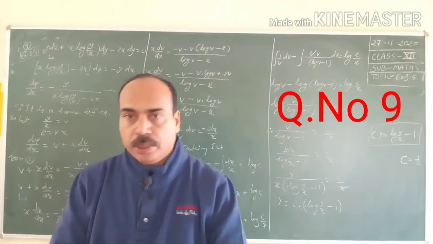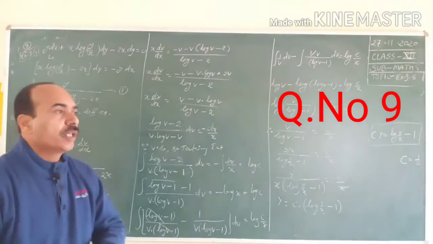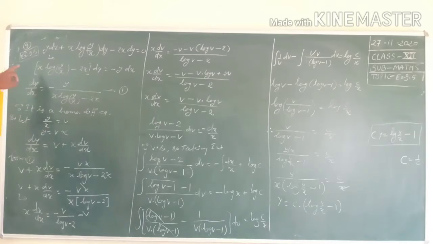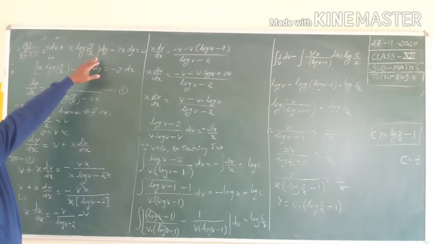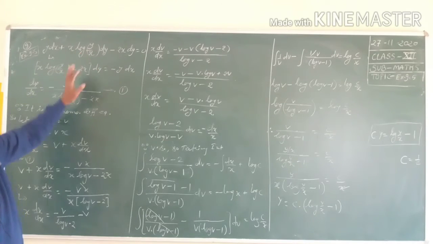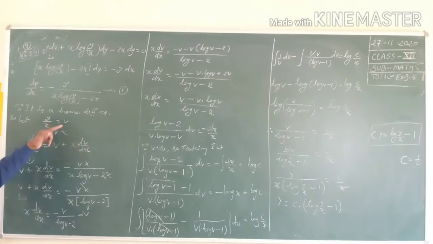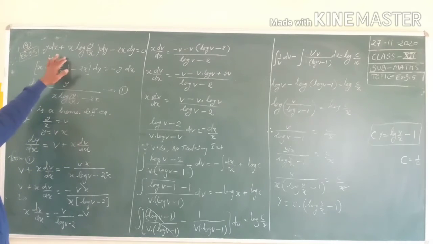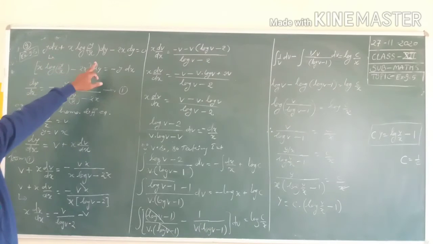Next question, question number 9. In question number 9, y dx plus x log(y/x) dy minus 2x dy equals 0. Since it is y/x, we will take y/x = v. So y = vx, then we will get dy/dx = v plus x dv/dx. In this question we have to find the value of dy/dx.